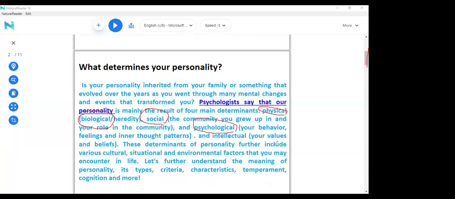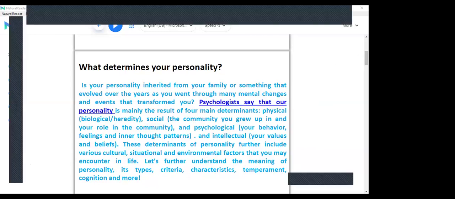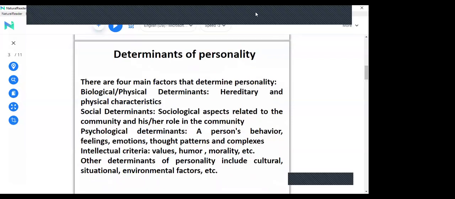These determinants of personality further include various cultural, situational, and environmental factors that you may encounter in life. Let's further understand the meaning of personality, its types, criteria, characteristics, temperament, cognition, and more. Now, my dear student, there are other determinants also. I will mention them here, point by point.